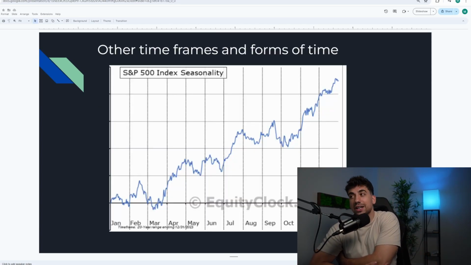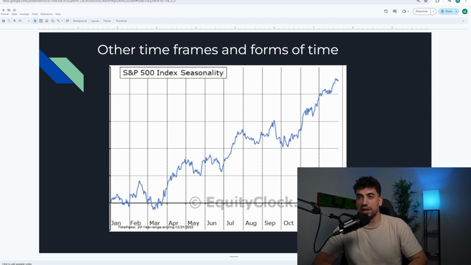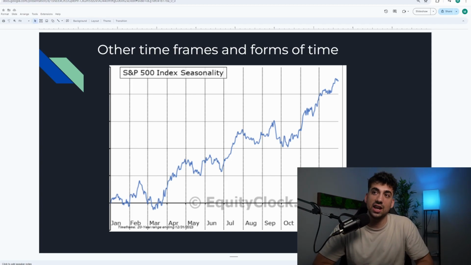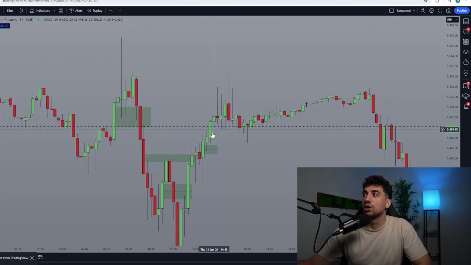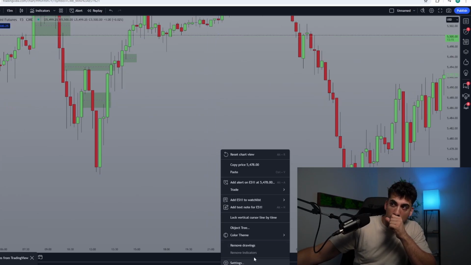Other time frames and forms of time. Another way you can look at time on the micro scale, because I like to give you guys both the micro, which is intraday, and also the macro. Time can be used on seasonality of the stock market, so the likelihood seasons or months that the market tends to go up or down overall, done by case studies. And here you can go on equityclock.com and look at it on a deeper level.